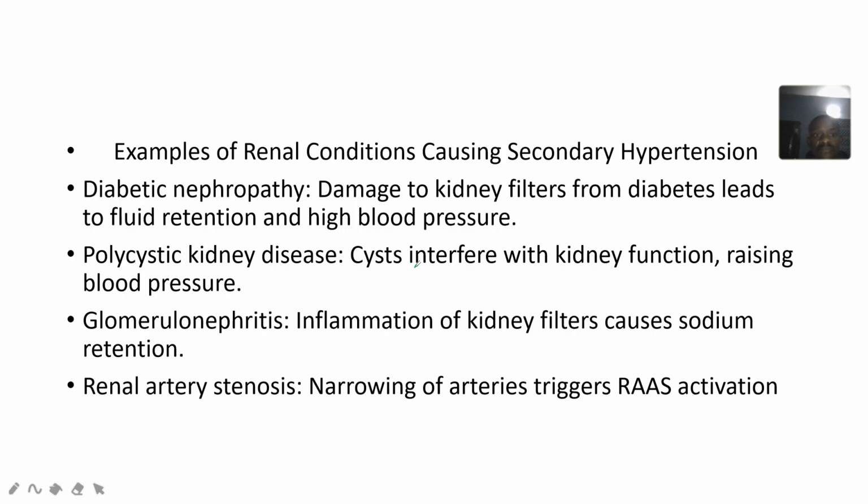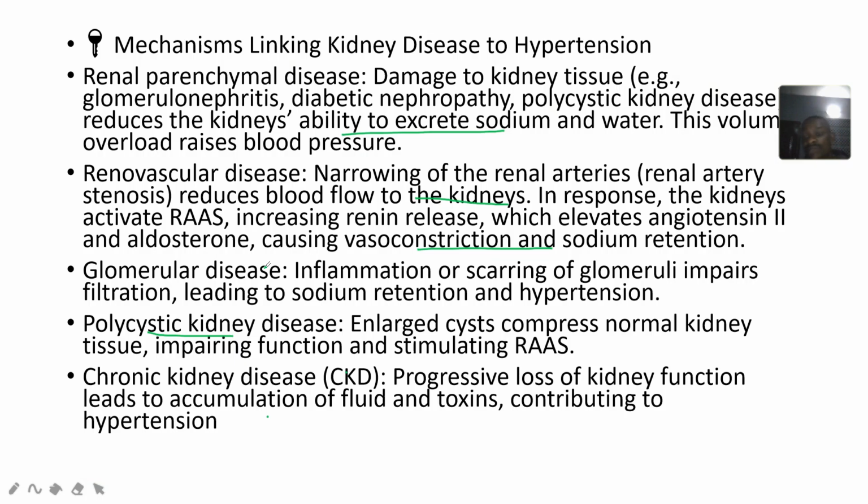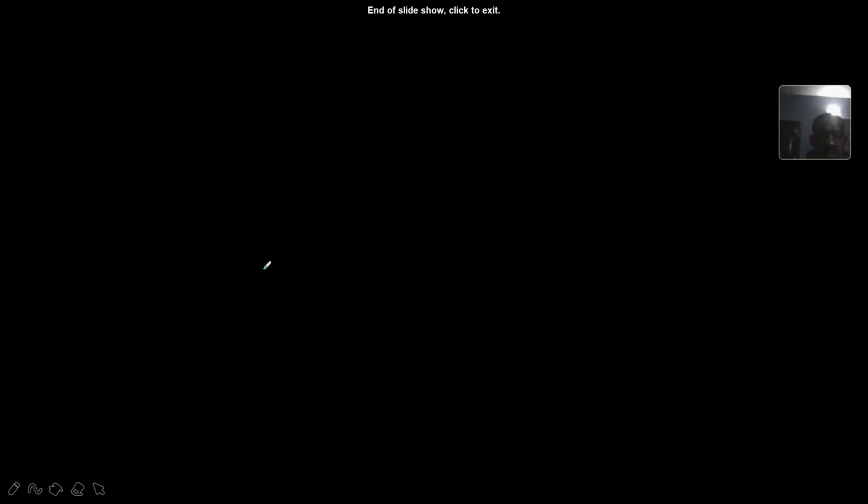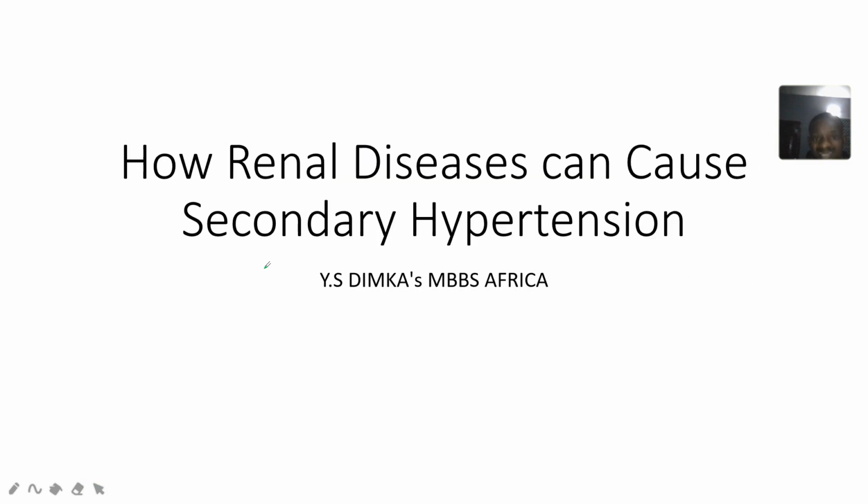You see that the kidney that is fine is doing fine, while the one that is bad is showing that it's bad. So examples of renal conditions causing secondary hypertension include diabetic nephropathy and polycystic kidney disease. We actually listed all of them here. So I think that's what we have, linking kidney disease or renal diseases to secondary hypertension.